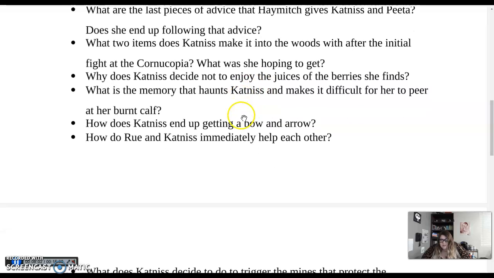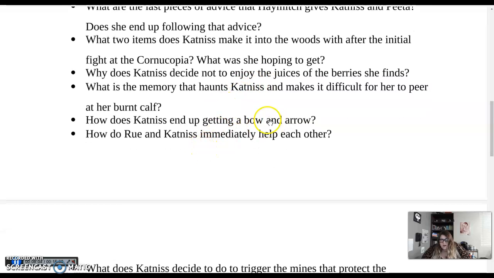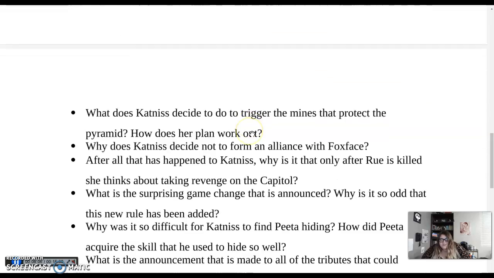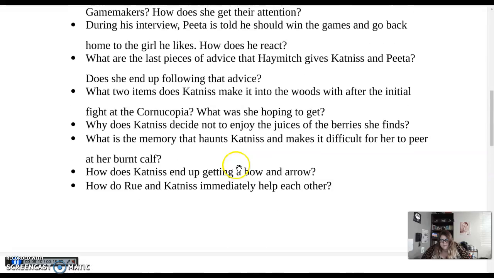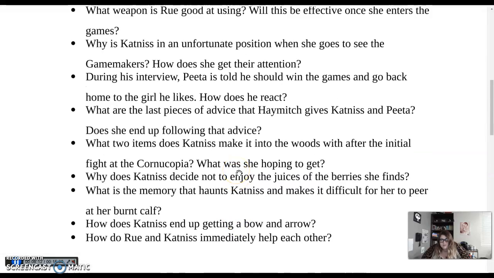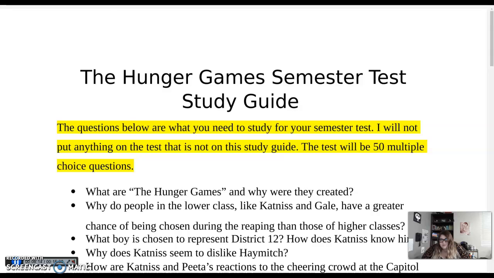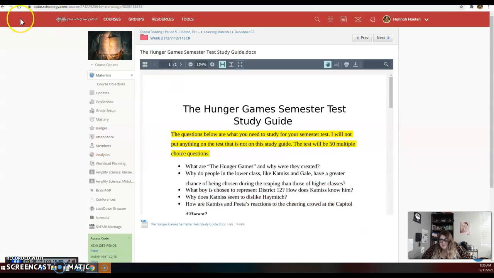Okay, and then that's where I'm going to stop. The rest of these should be fairly fresh because we've just read those. If they're not, then you'll want to review the book. If you need to review over the book, remember that is still in this week's stuff too.